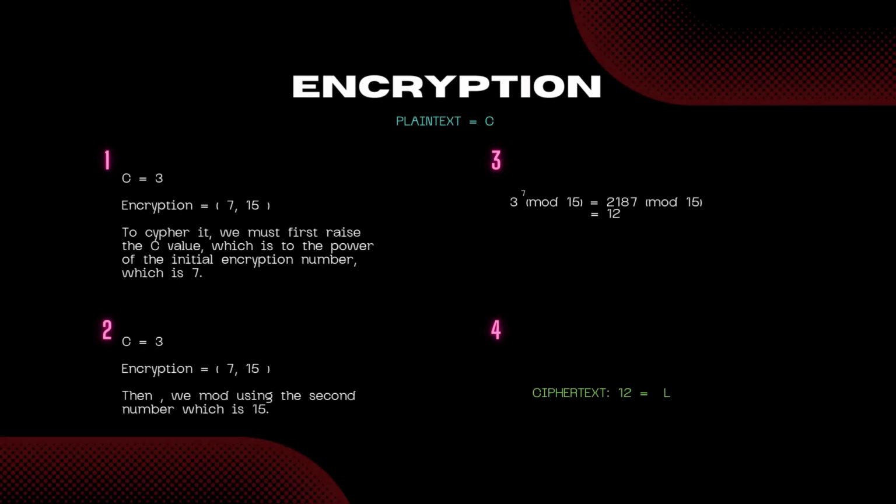For the encryption method, we use the plain text C, and the encryption number is 7 and 15. To cipher it, we must first raise the C value to the power of the initial encryption number, which is 7. Next, we mod using the second number, which is 15. And then we do the calculation, and we get the answer ciphertext of 12, equal to the L alphabet.